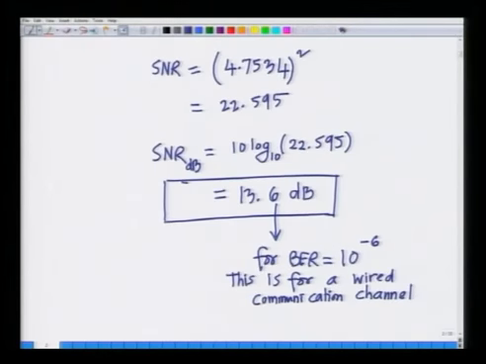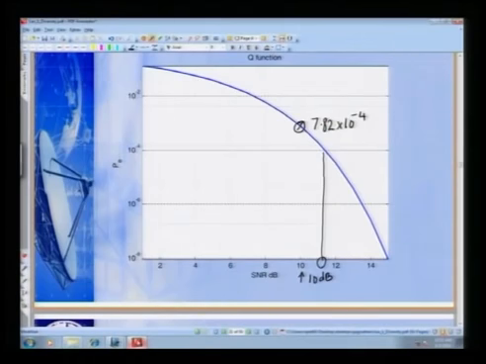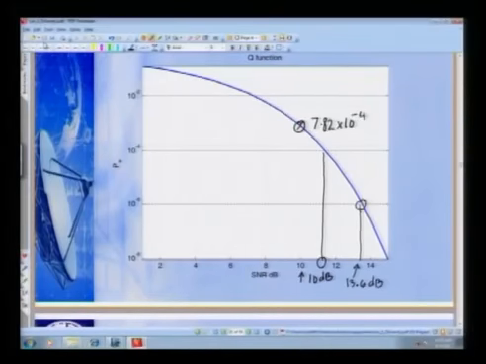Again, let me go back to the PDF plot and show you where the point corresponds to the plot. This point is 10 power minus 6 bit error rate, and if I compute the SNR corresponding to that plot, that is 13.6 dB. So, the SNR corresponding to 10 power minus 6 bit error rate is 13.6 dB. That essentially gives you two examples, and with that we complete our analysis of the bit error rate of a wired or wireline communication system.